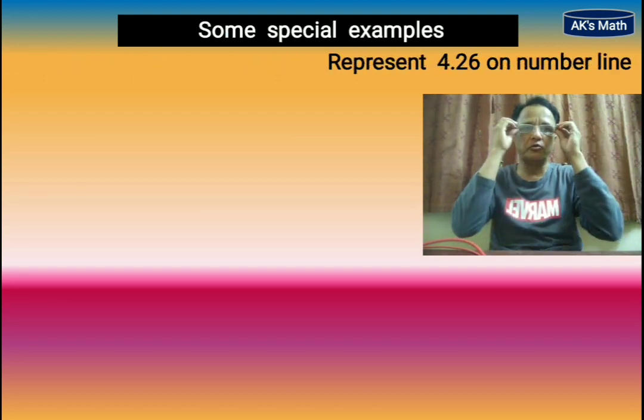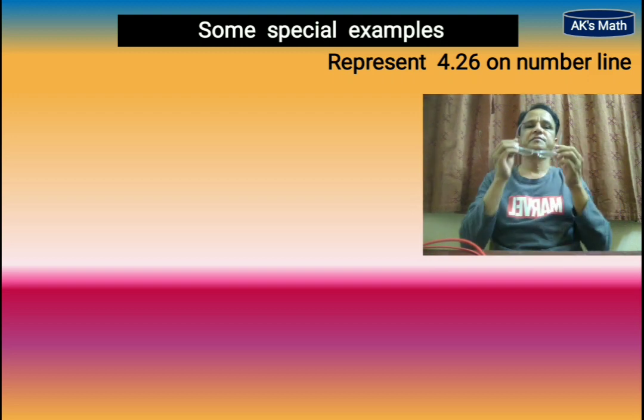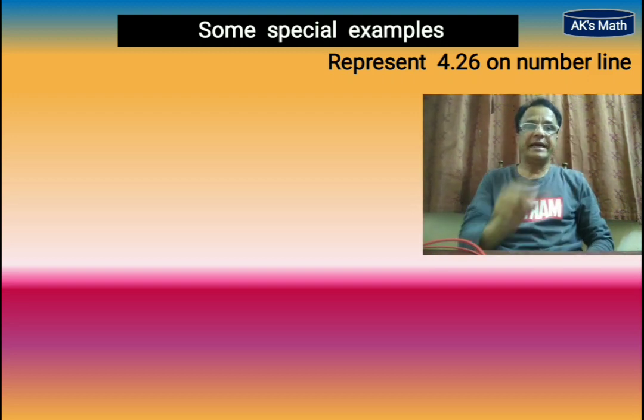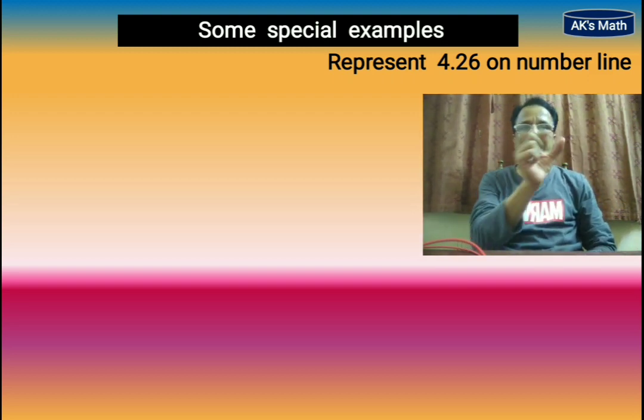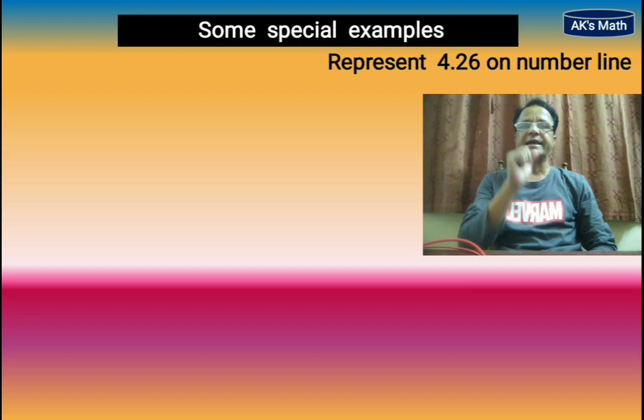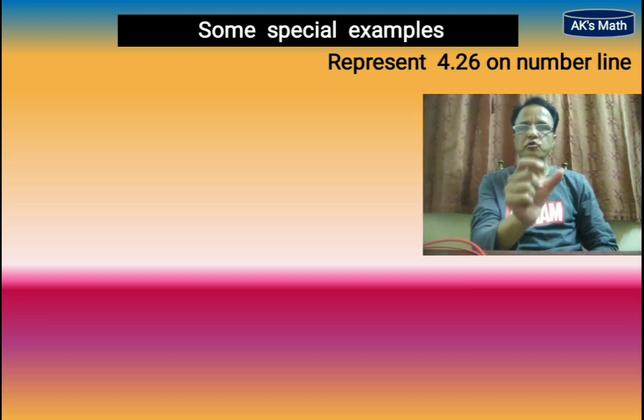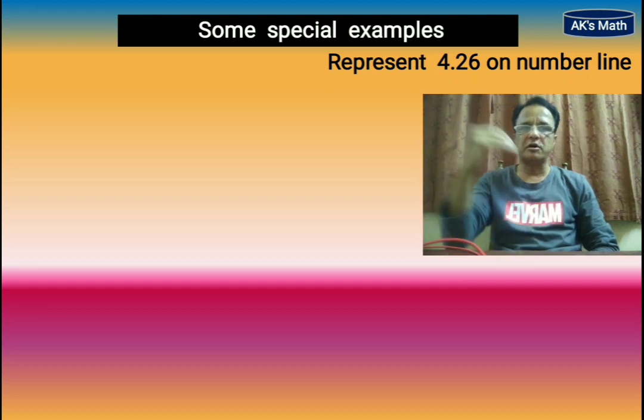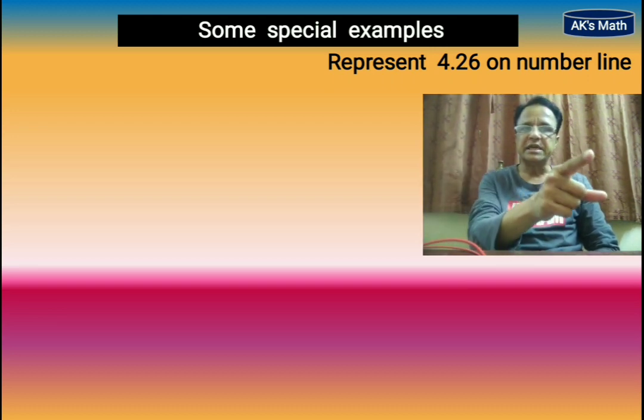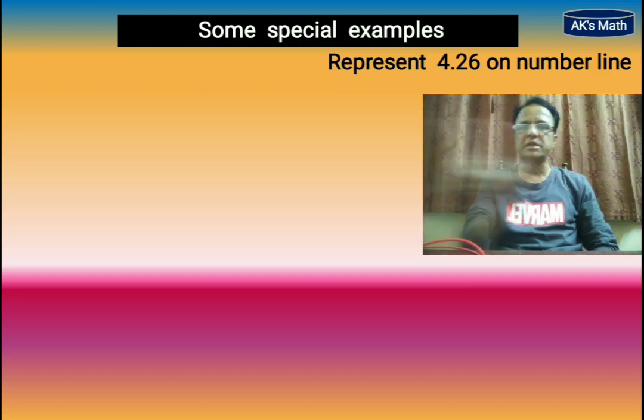Represent 4.26 on the number line. Remember, students, I forgot to give the bar on the 26 here, because this is a recurring number. This is not a terminating number. 4.26 bar means the group 26 is occurring so many times. So this is a recurring number, not a terminating number.